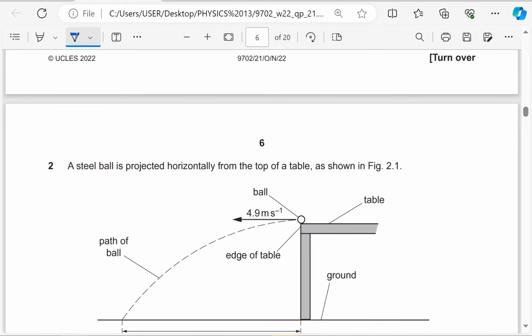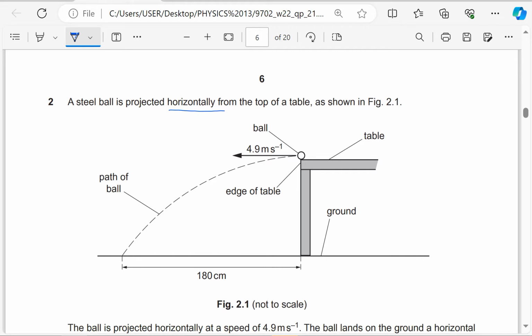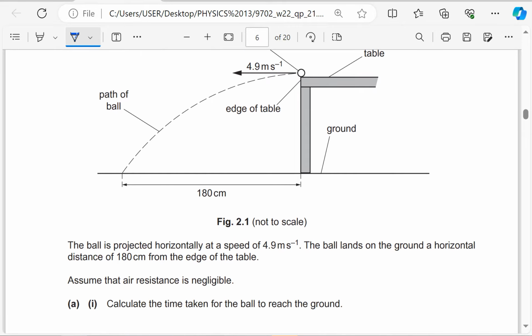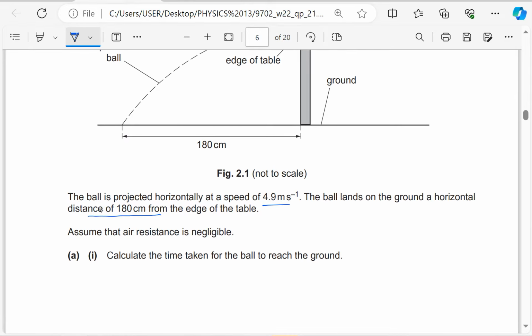Question 2. A steel ball is projected horizontally from the top of a table as shown in the figure. So that means there is no initial velocity in the vertical, there's only initial velocity in the horizontal. The ball is projected horizontally at a speed of 4.9 meters per second. The ball lands on the ground a horizontal distance of 180 centimeters from the edge. So we have a horizontal distance and we also have a horizontal speed, so it means we can always consider the horizontal motion. Assume that air resistance is negligible.